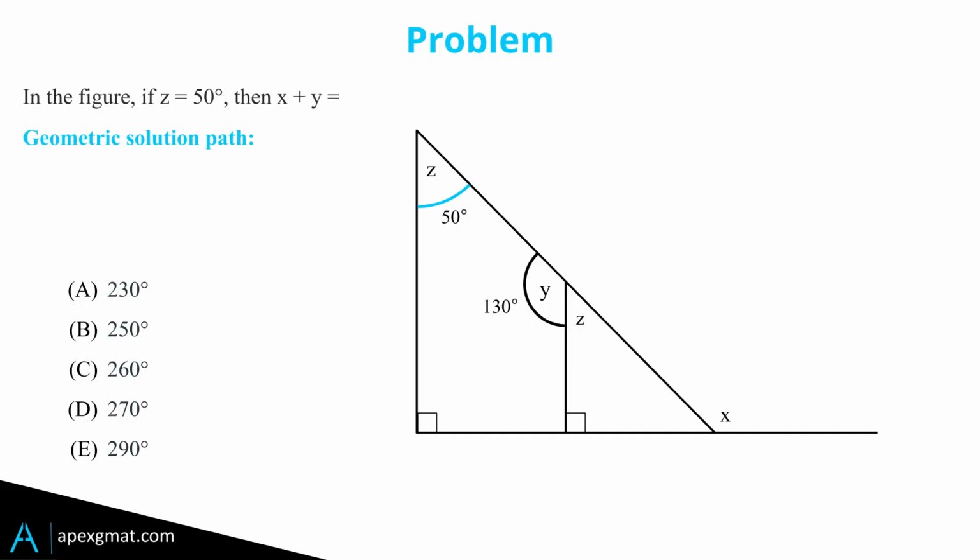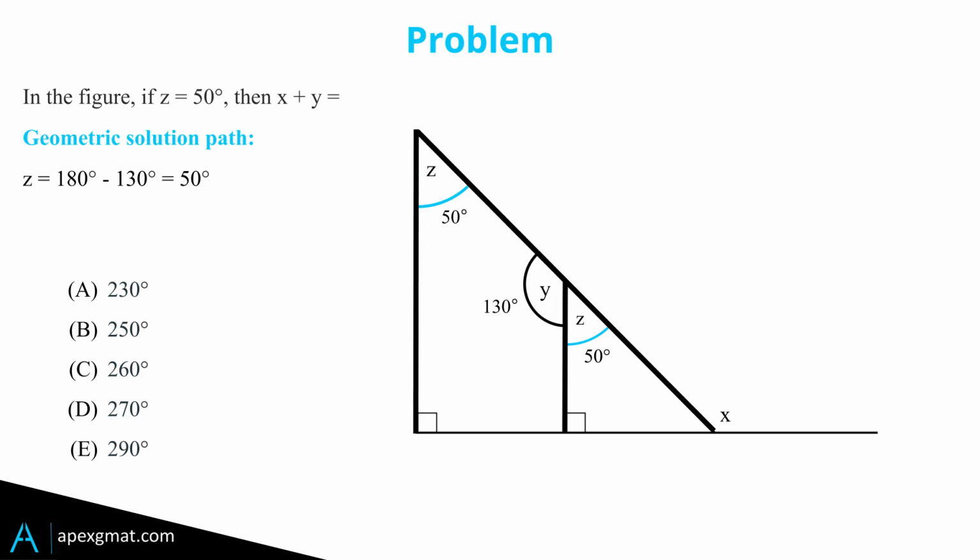Another way we can do this is by taking a look at the right triangle that's already built in. Z is 50, so y is 130. Now, the top angle in the triangle must then be 180 minus the 130, that is 50. It must match the z.